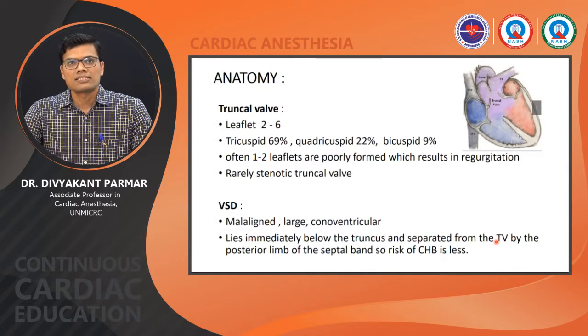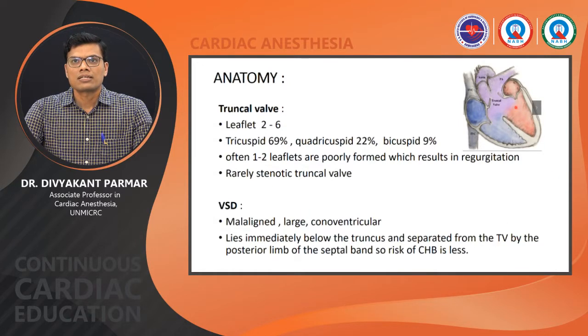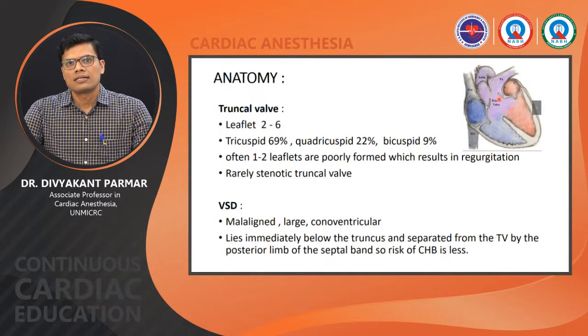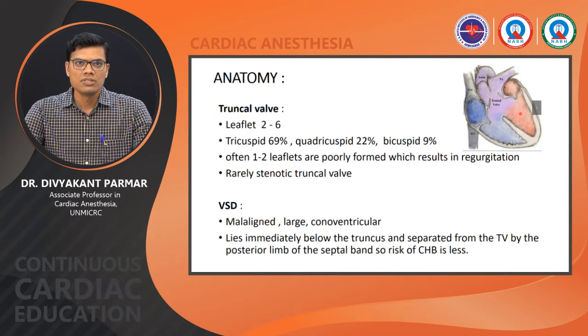Coming to the anatomical considerations, this image shows the truncus arteriosus in which there is a single semilunar valve that is called the truncal valve, that is large, and it has a varying number of leaflets from 2 to 6. The most common is tricuspid and the least common is bicuspid. Apart from this, pentacuspid and hexacuspid are present rarely, and truncal valve regurgitation occurs due to poorly formed leaflets, leaflet thickening or a dilated truncal root. This truncal valvular jet is directed towards the left ventricle. Rarely this truncal valve may be stenotic.